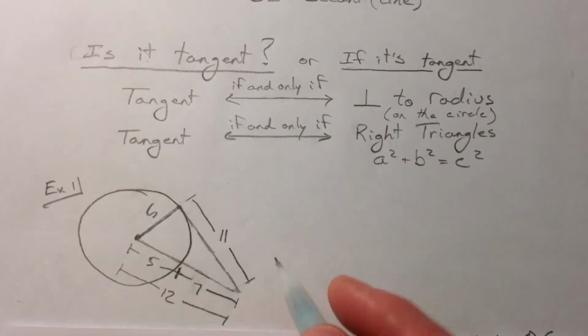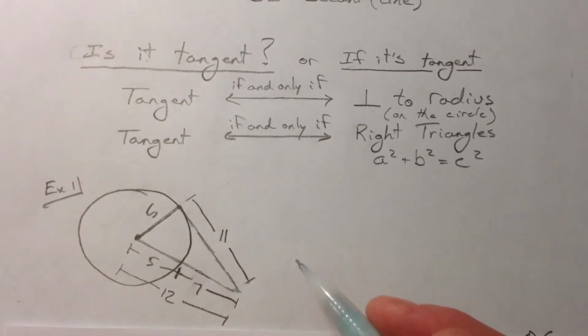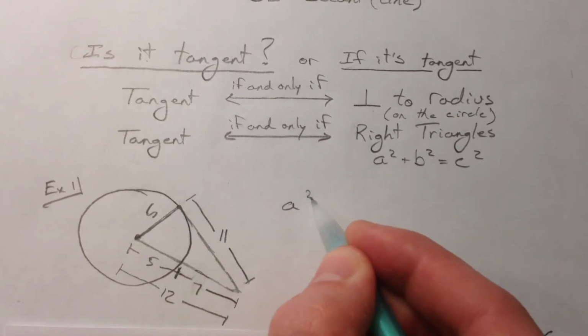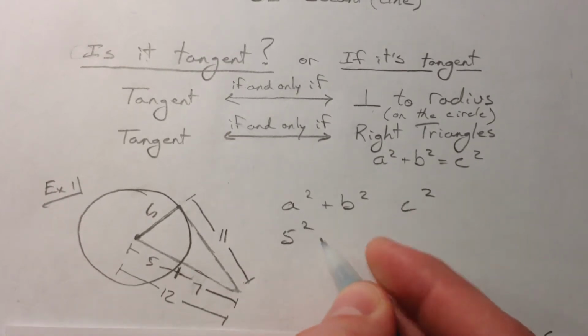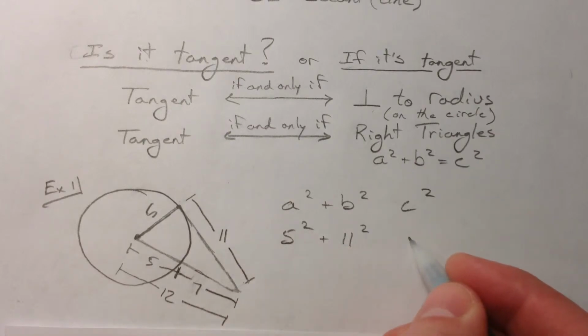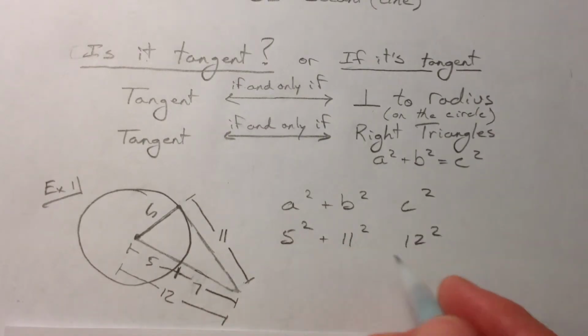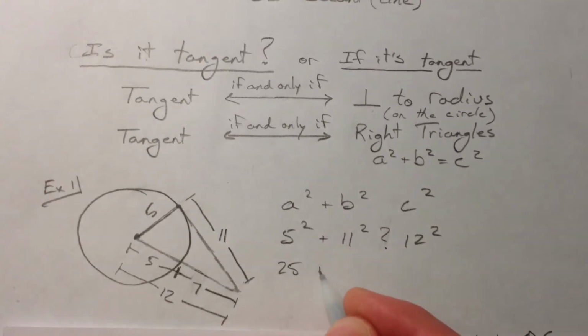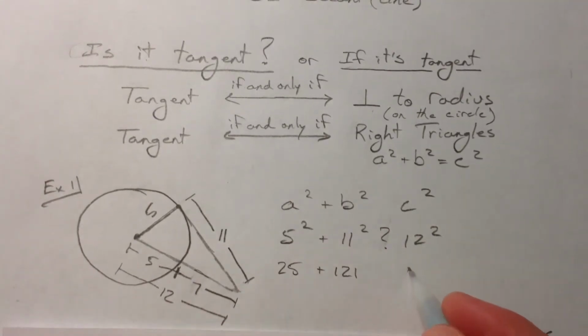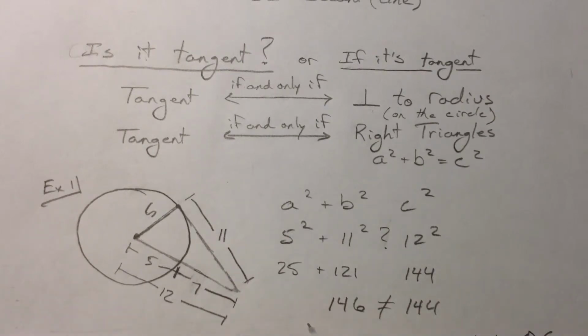So if I want to see, is it tangent, is it perpendicular, what I do is a squared plus b squared, and I see, is it equal to c squared? So I'm going to see, is 5 squared plus 11 squared equal to 12 squared? I'll put a question mark there rather than the equals. So this is 25 plus 121, and this is 144. 25 and 121 make 146, and we're oh so close. But this is not equal, and so this is not tangent.